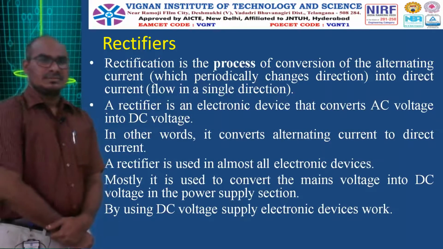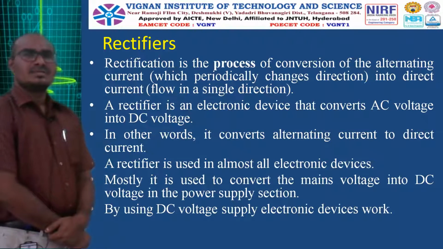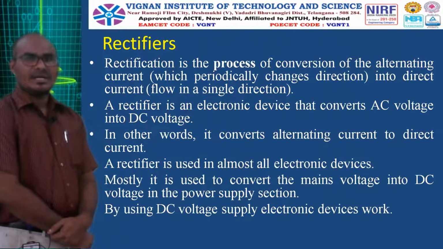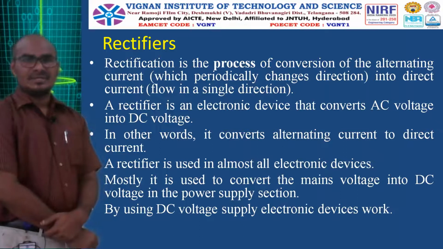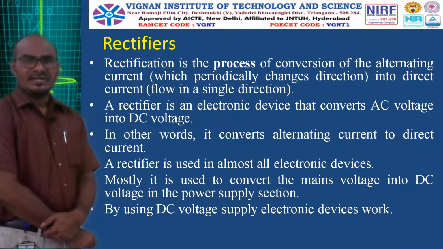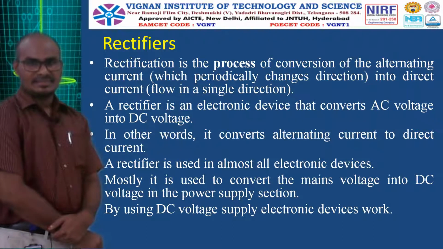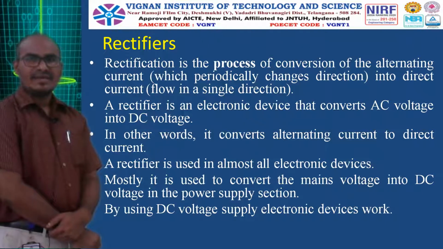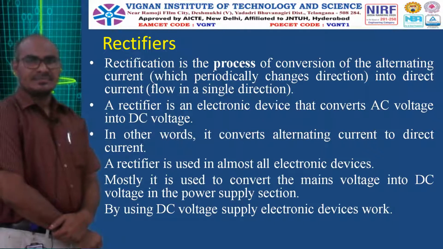First, the definition of the process of rectification. Rectification is the process of conversion of alternating current into direct current. What is AC and DC? I'll show in the next slide with a graphical view. A rectifier is an electronic device that converts AC voltage or current into DC voltage or current.